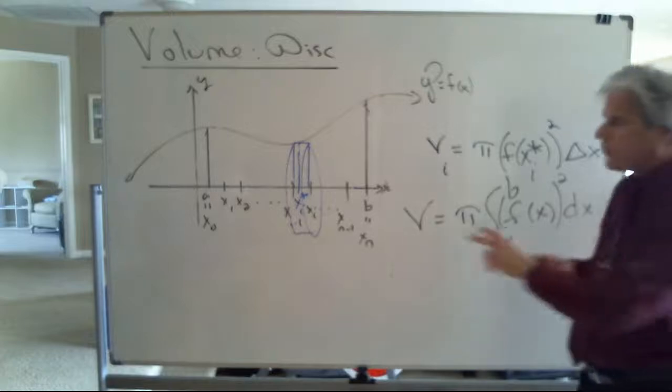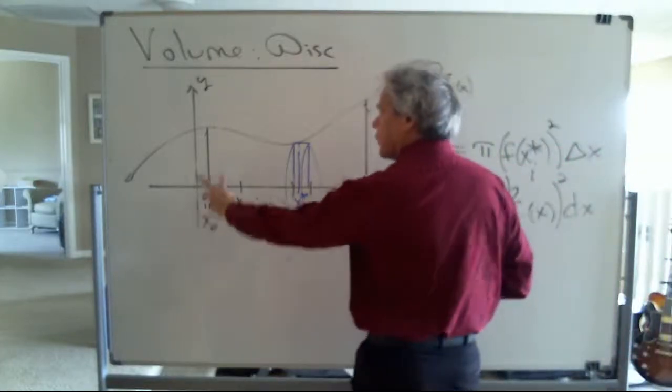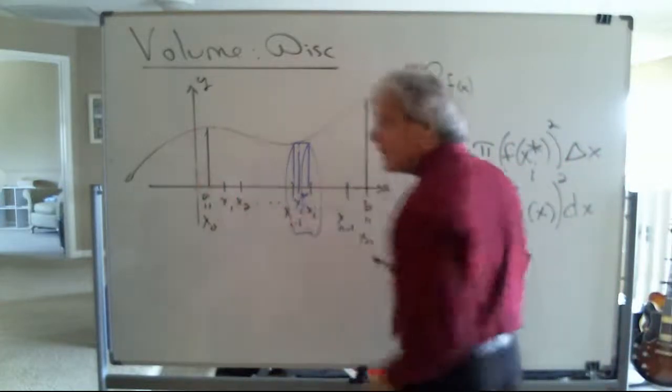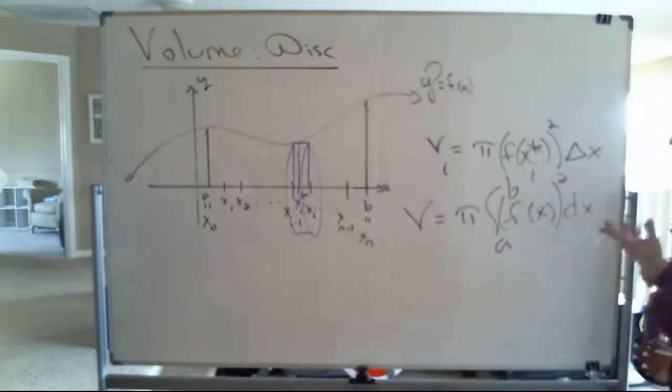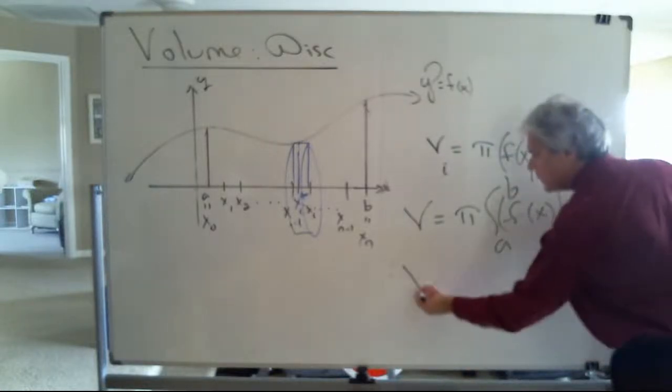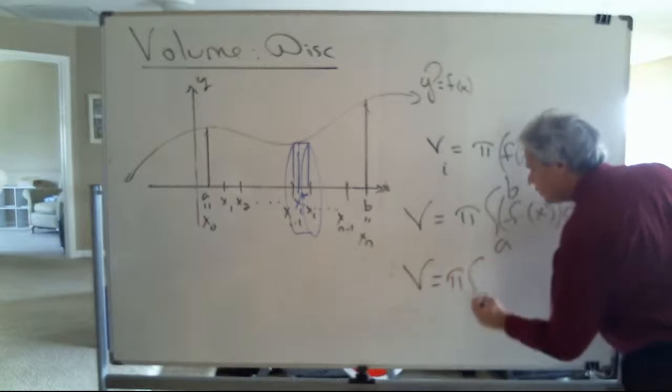If, however, I took a horizontal rectangle and rotated it about the y-axis, that's still the disk method, just about a different axis. The integral will look a bit different.